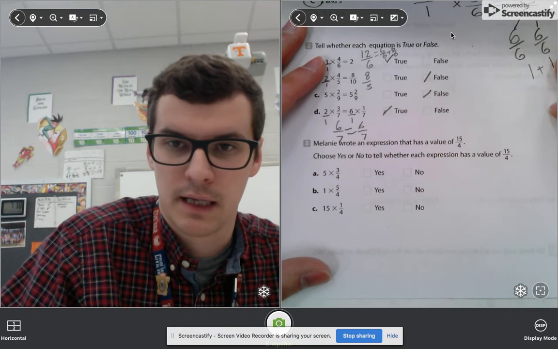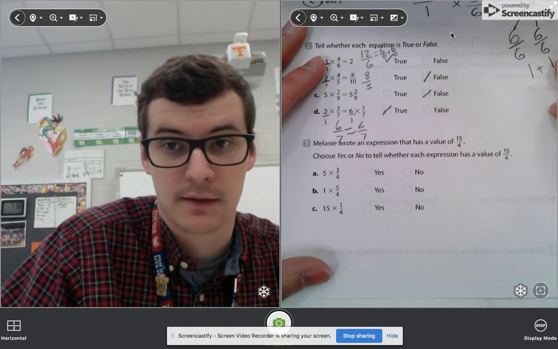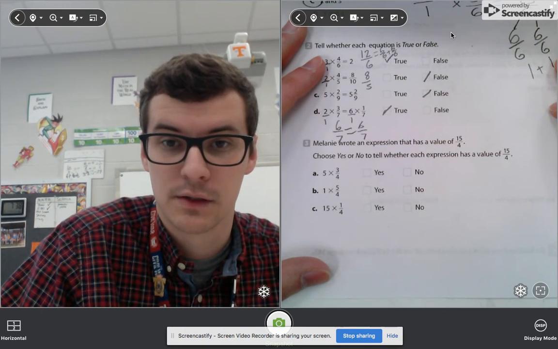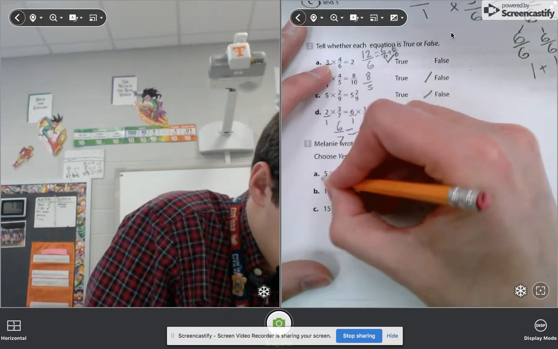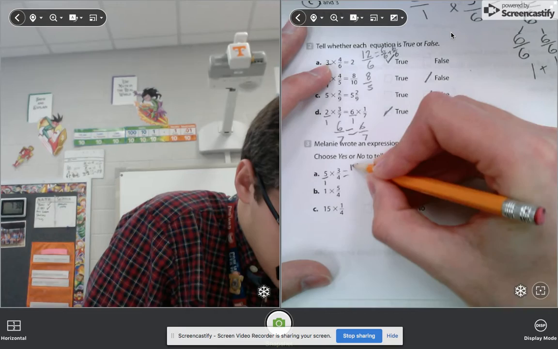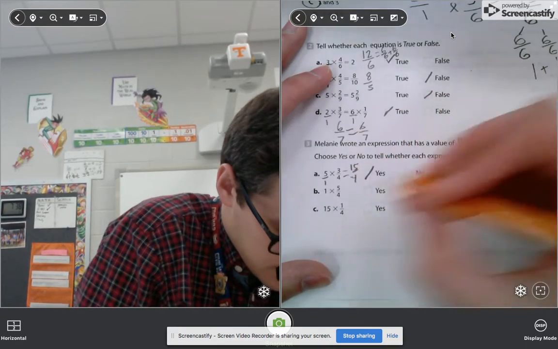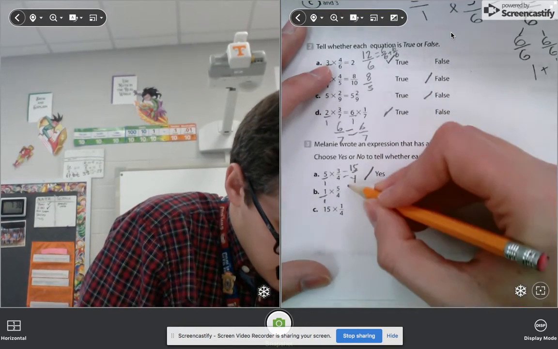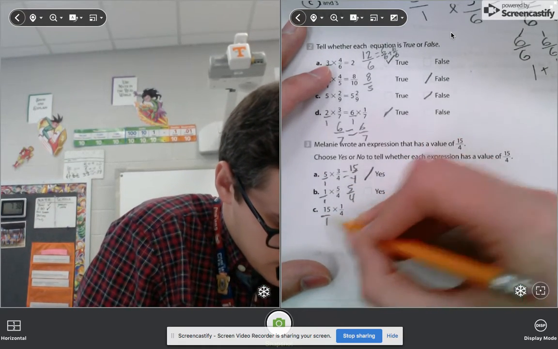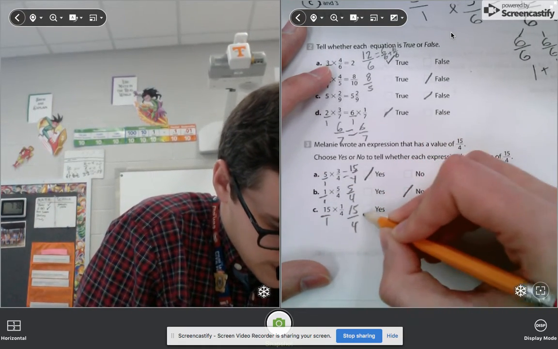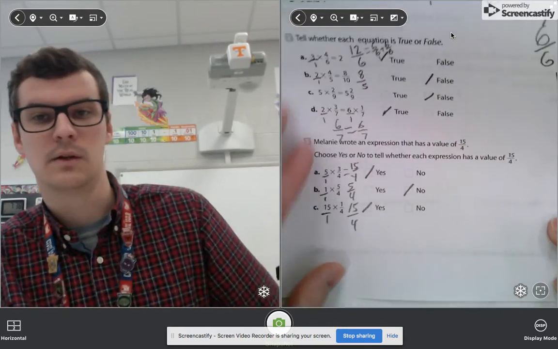All right, she wrote an expression that has a value of 15 fourths. Choose yes or no to tell whether each expression has a value of 15 fourths. This one's going to be 15 over 4, so that is a yes. This one's going to be 5 over 4, so that is a no. And then this one's going to be 15 over 4. That is a yes. Yes, no, yes.